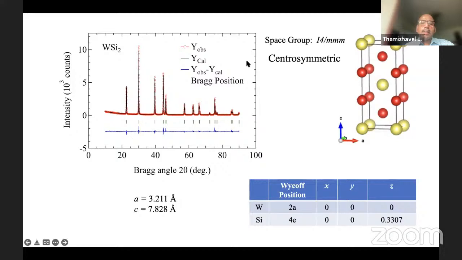So the first thing we did was we powdered the sample, just to check the phase purity, whether there are any impurity phases or something like that. We found that the WSi2 is totally phase pure, and we have estimated the lattice constants from the powder diffraction data. And this is the crystal structure. It crystallizes in the centrosymmetric, body-centered space group I4/mmm. And these are the Wyckoff positions of the tungsten and silicon atomic positions.